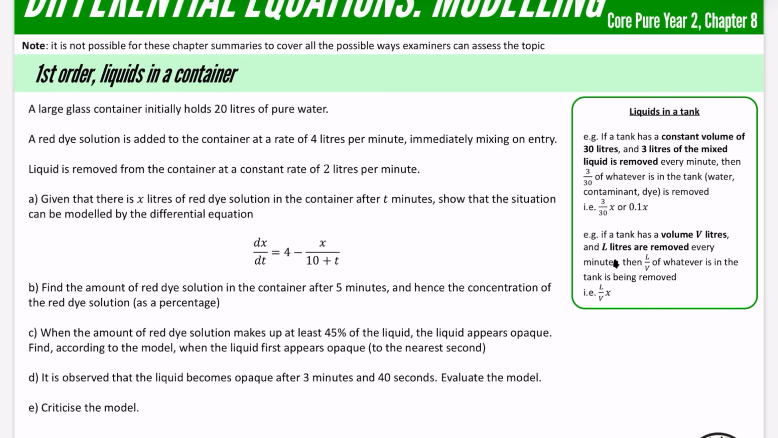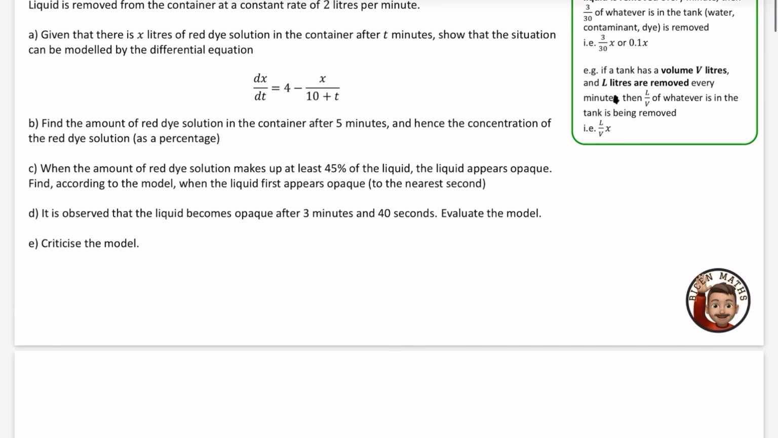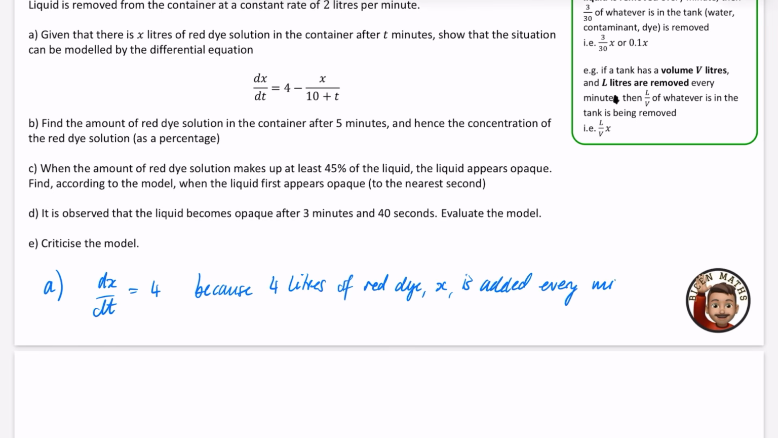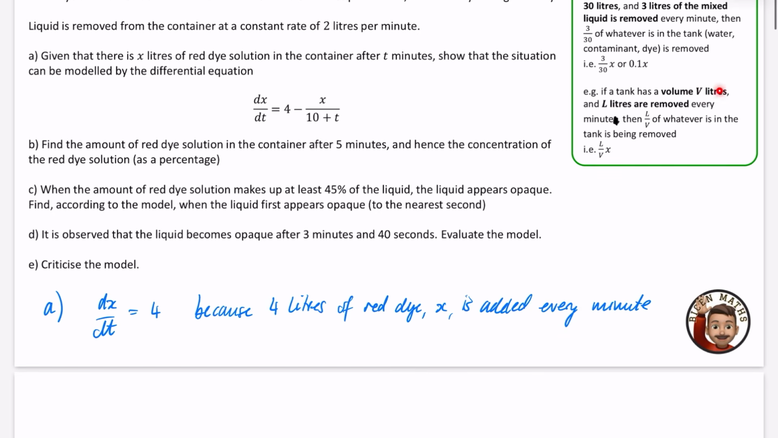So having a look at this question again, I'm going to begin by just explaining the first part that we have here. So I can say that dx by dt equals 4, and this is just going to be because 4 litres of red dye X is added every minute. Easy. That's the easy part. However, we now want to figure out this part where we have the volume and the litres.